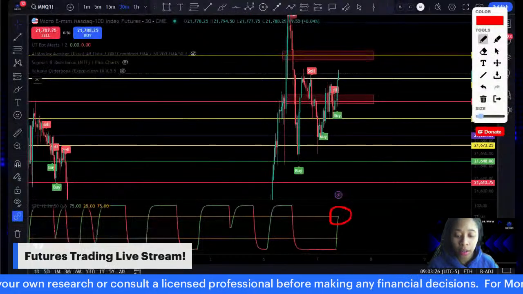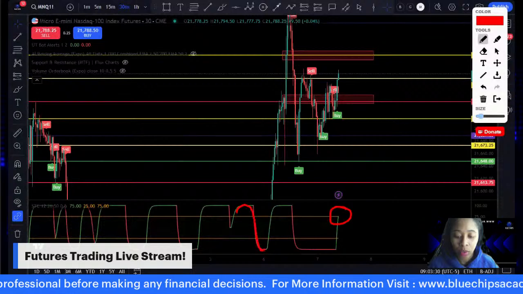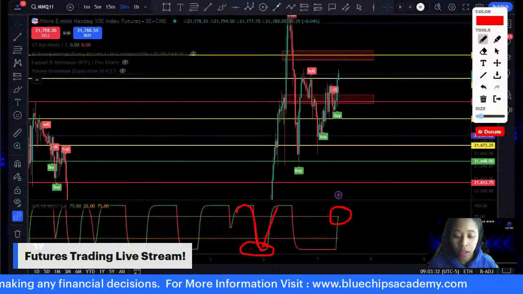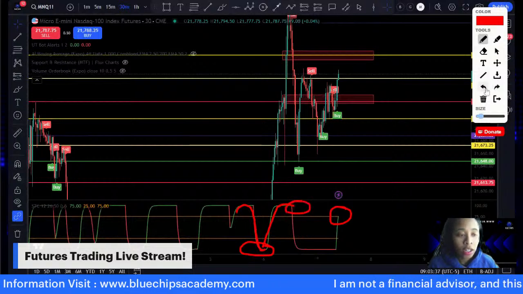So if we're in the overbought area, think of it like a roller coaster, right? When price comes down here, what do we think? When price is oversold, we want price to what? Go up, right? When price goes here, we're looking for what? Price to come down. Okay.